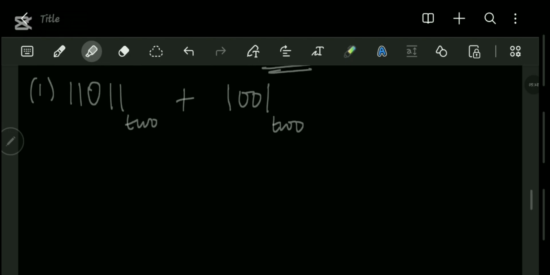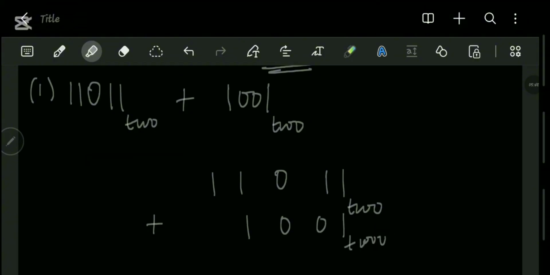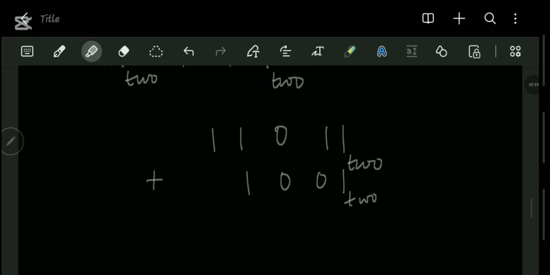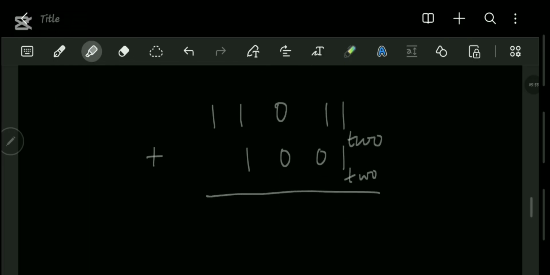Now pay attention. Since both of them are in base 2, I will arrange the normal way we arrange numbers, right? I'm going to write this one first. 11011. This number is in base 2. Then plus, I have 1001. This one also is in base 2 as well. Alright. So now we want to add these numbers.